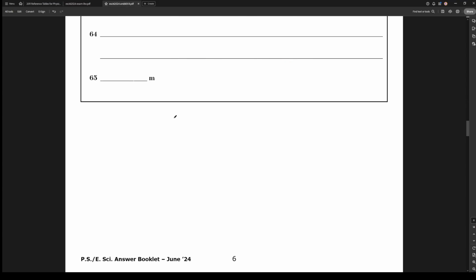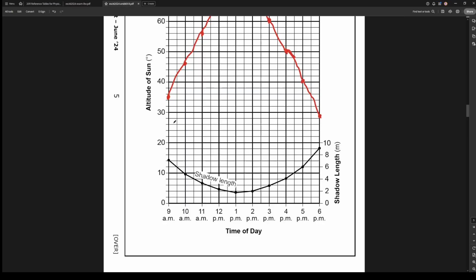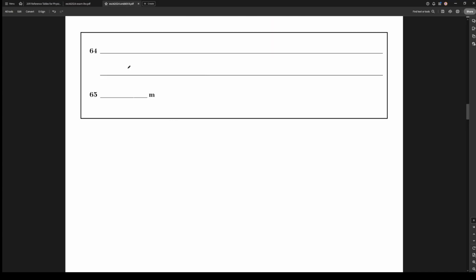So you can write indirect, inverse. Some people write like negative relationship. So you could write it all out too. You could say as altitude increases, shadow length decreases.